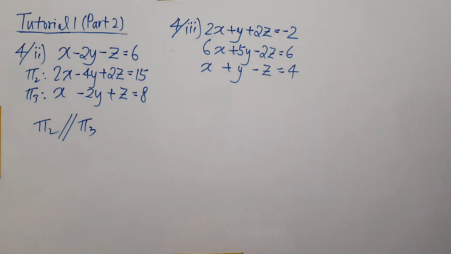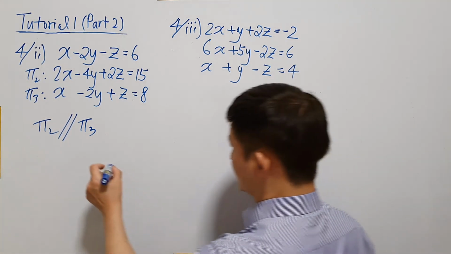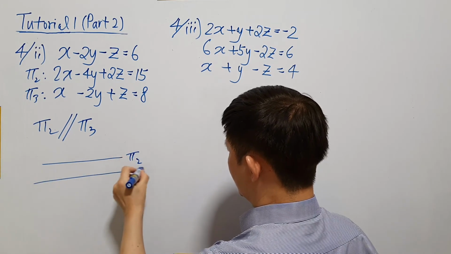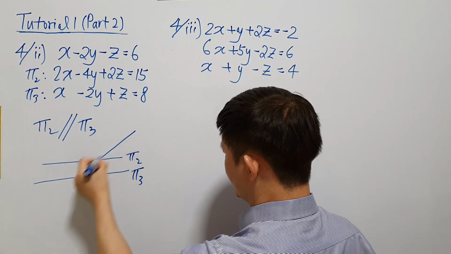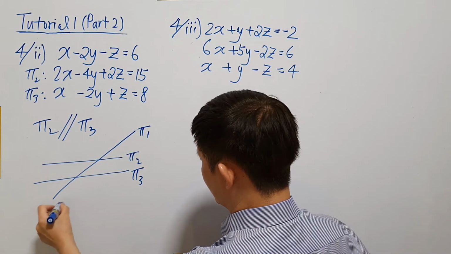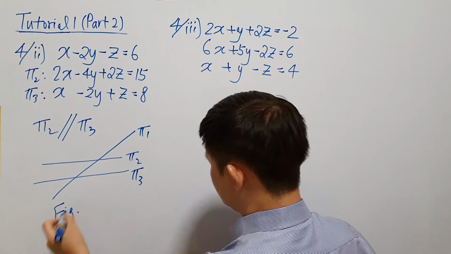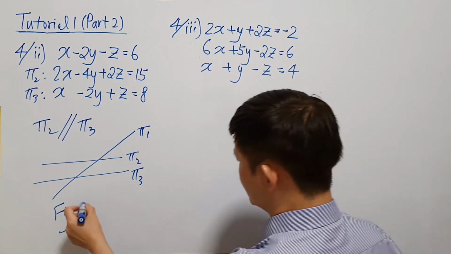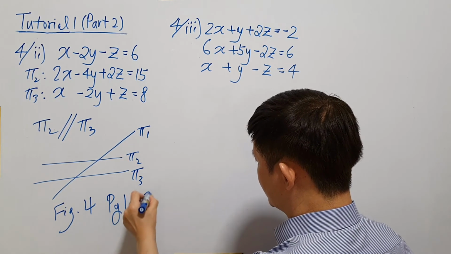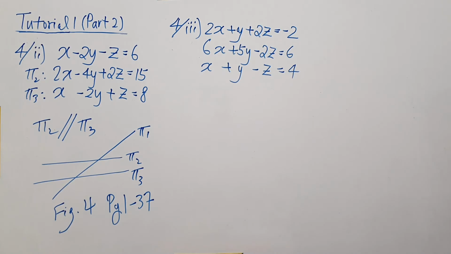So therefore, you can imagine a scenario in this case that looks like this. The second and the third plane, and then the first plane is like this. And this is the case of figure 4 in your notes, on page 137. This is the case where there are two parallel planes, and these two parallel planes are not incident planes.